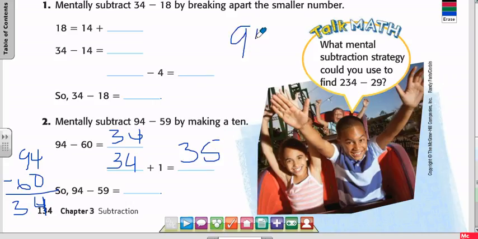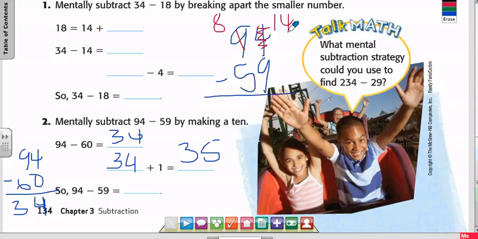So if you took 94, I'm going to write it over here. 94 minus 59, I should get 35, right? Let's see. 4 minus 9, can I do that? No, so what do I need to do? Borrow from the 9, that makes it an 8. The one that I borrow goes next door. Instead of 4, I get 14.